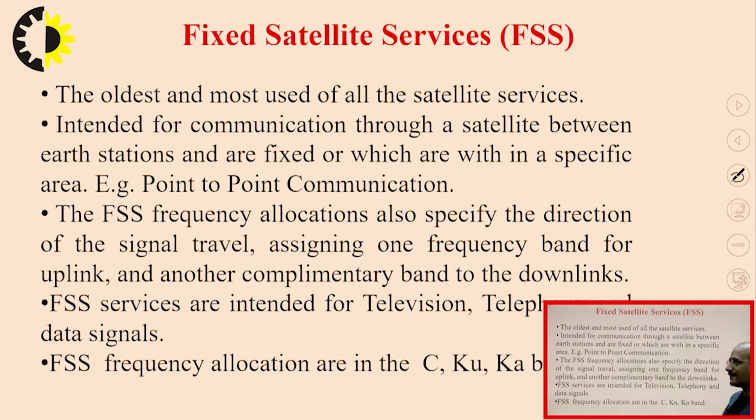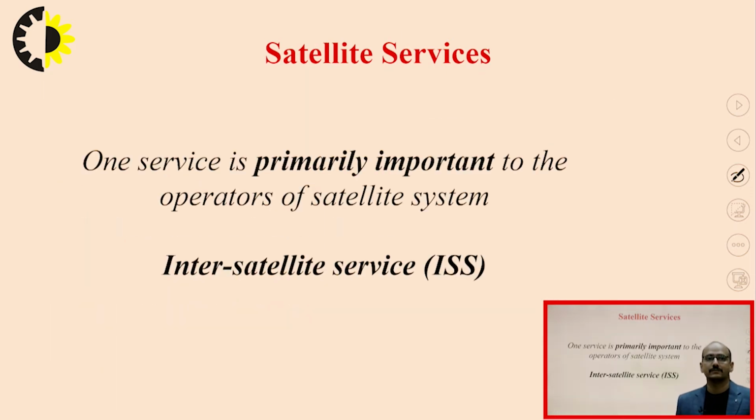Actually, these FSS services are designed or invented for television, telephony and data signal operations. If I am asking about the bands used by the fixed satellite services, those bands are C, Ku, Ka bands. This is the first kind of satellite service. In these satellite services the earth stations are fixed, and basically you can say that FSS services are one-way communication link service.